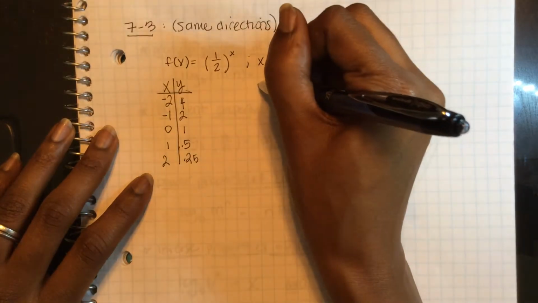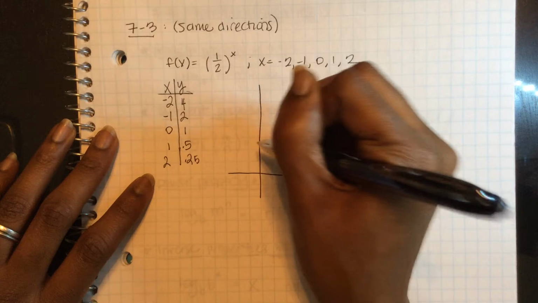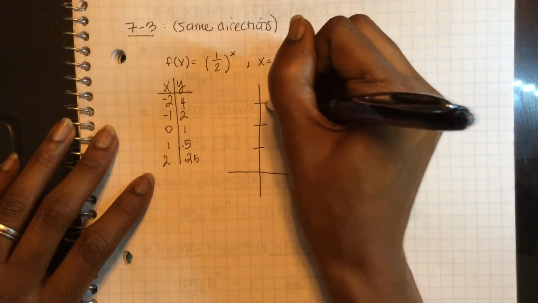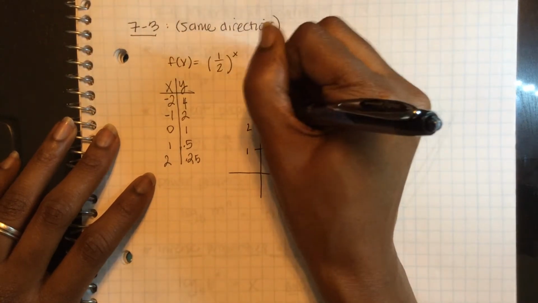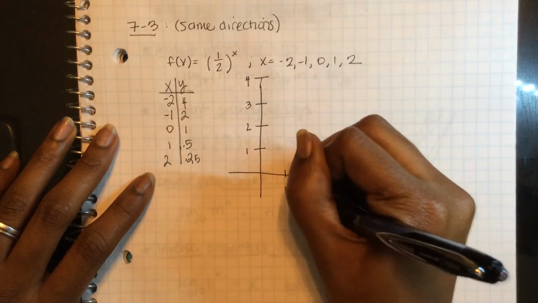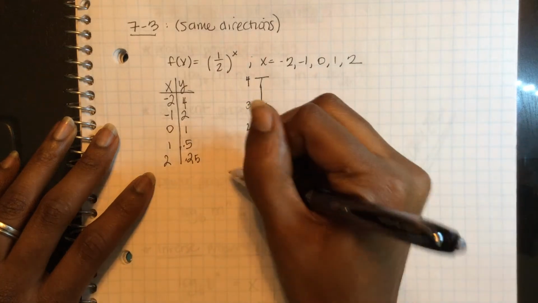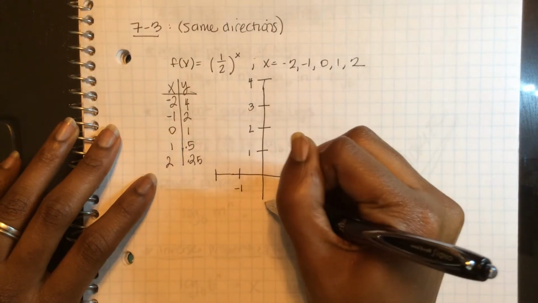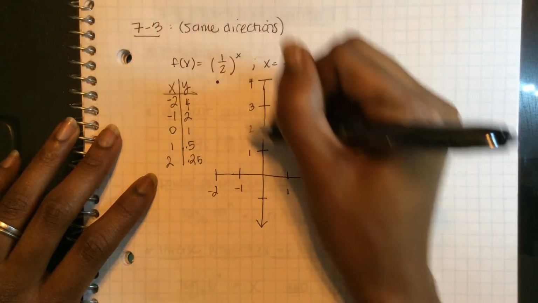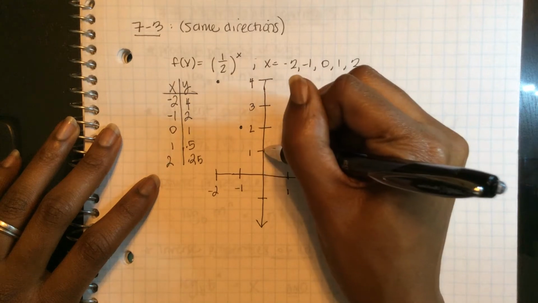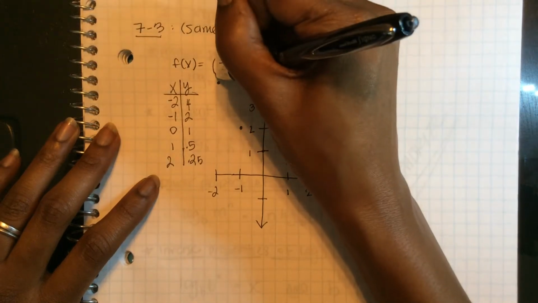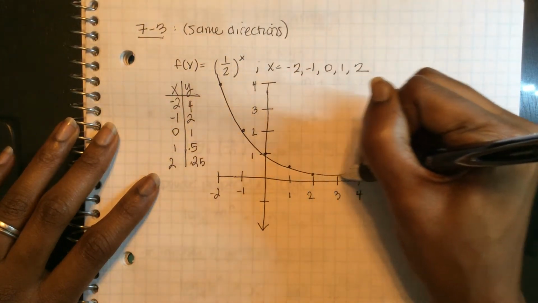So now to graph this function, I'm making these axes a little more stretched out. At -2, it's up here at 4. At -1, it's at 2. At 0, it's at 1. At 1, it's at 0.5. At 2, it's at 0.25. So here is my function.